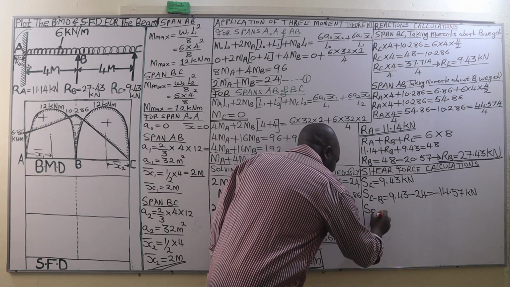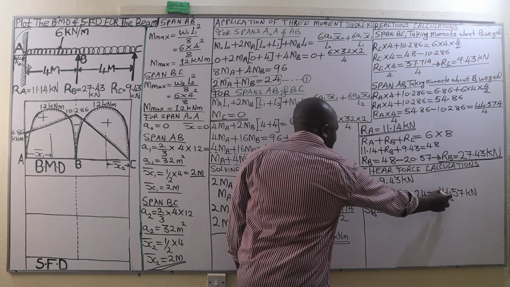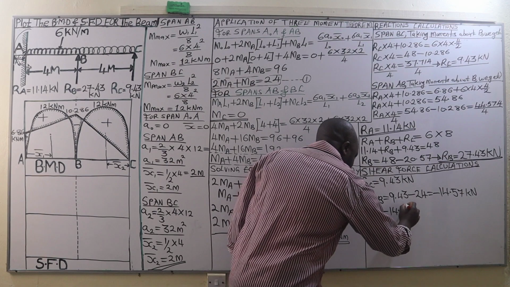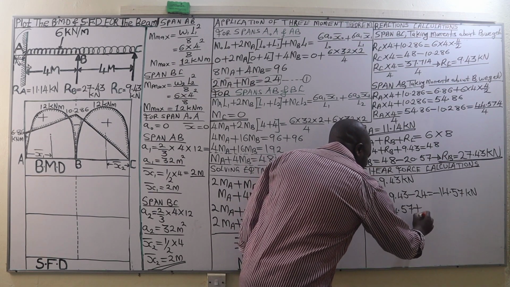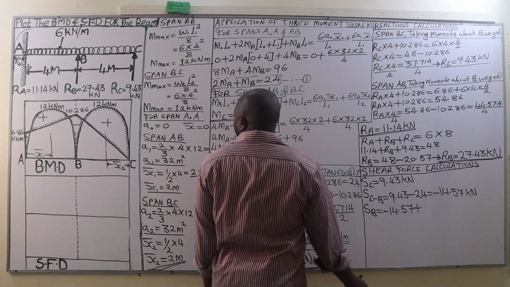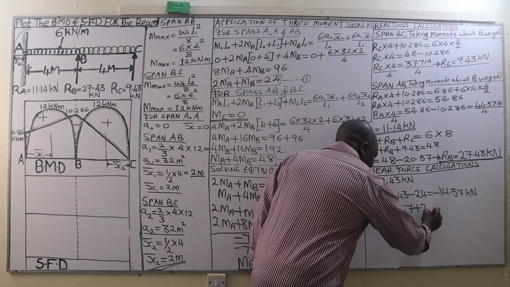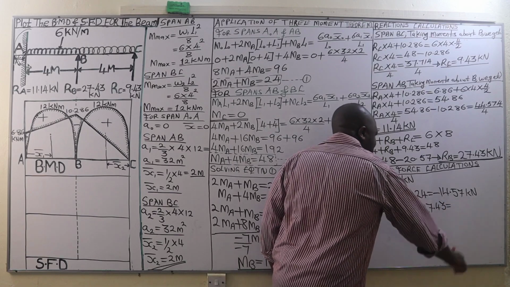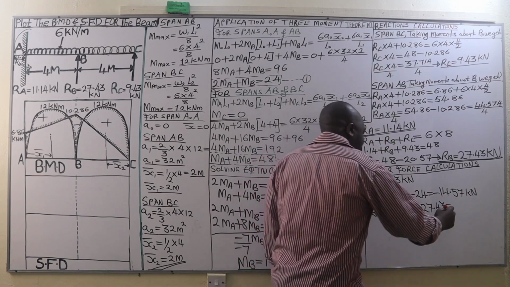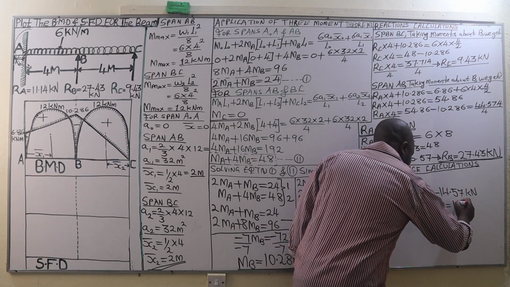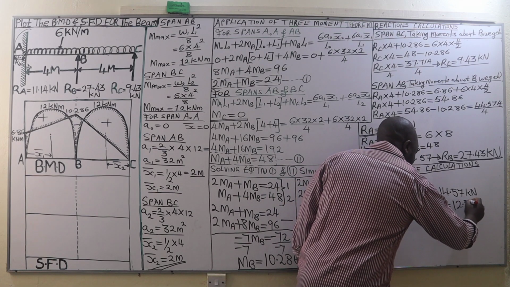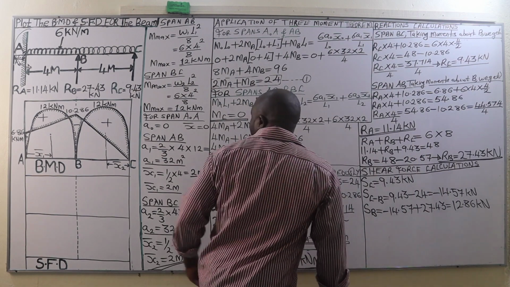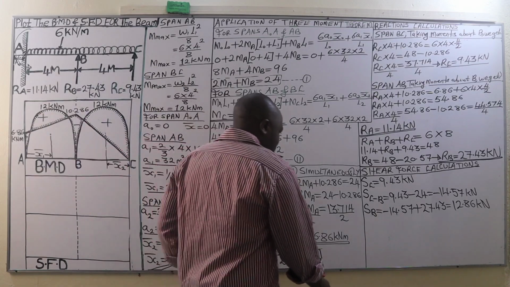And from there we go to the shear force at B. So the shear force at B is going to be this shear force between C and B of negative 14.57. We add the reaction at B, which is 27.43. And when we do so, we are going to have 12.86 kilonewtons. Then from there, we go to shear force between B and A.